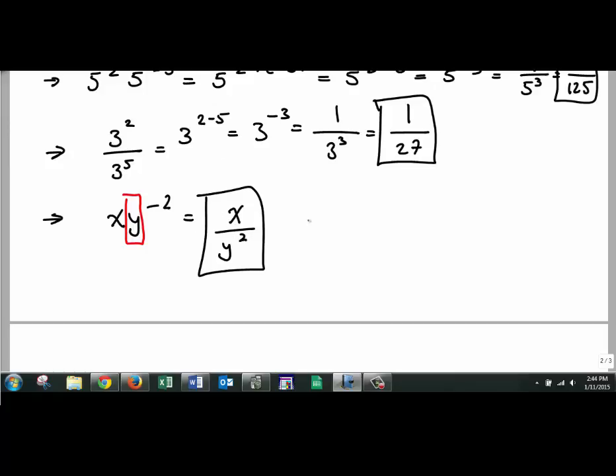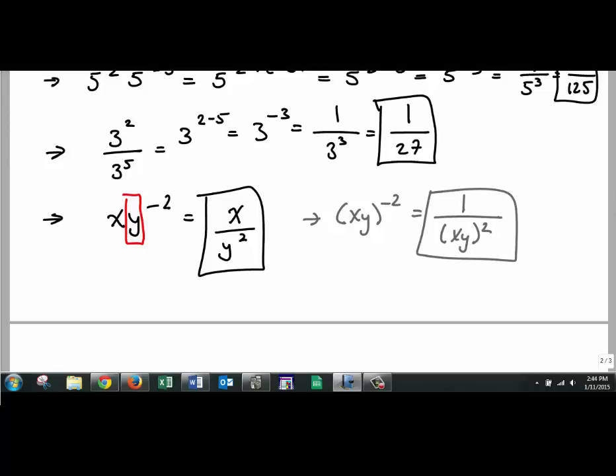Now let's contrast that with this expression, xy quantity to the negative 2. Well, this would mean that they would both flip, because if you notice these parentheses indicate x and y are both my base. So I'd have 1 over x times y quantity, has to be in parentheses, squared. Now the reason it flips is because I have a negative exponent.